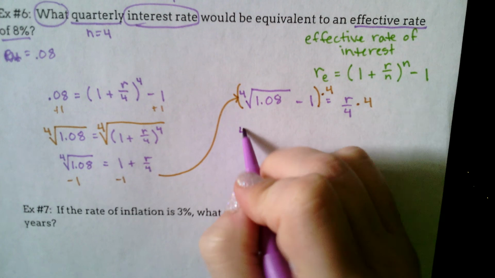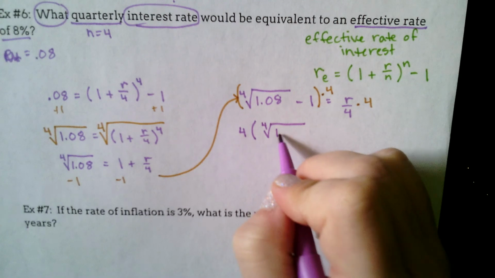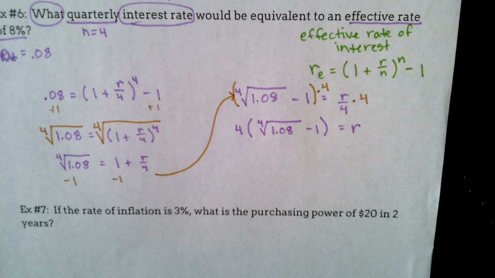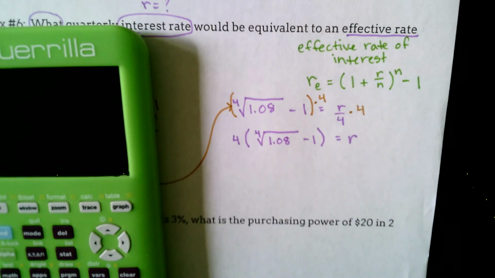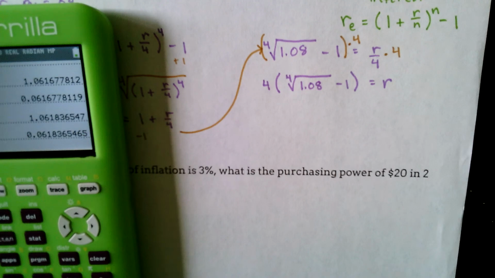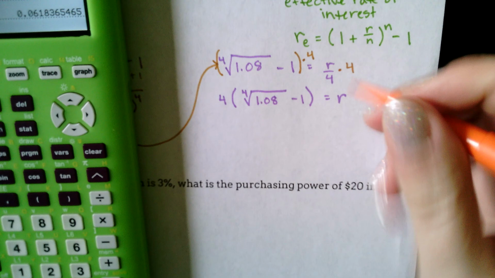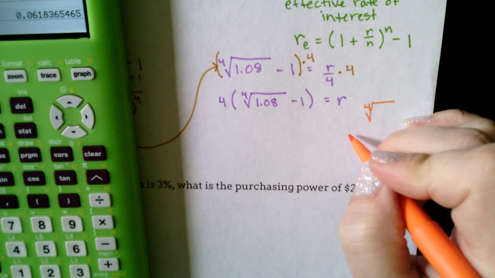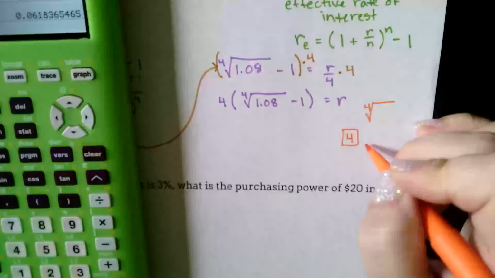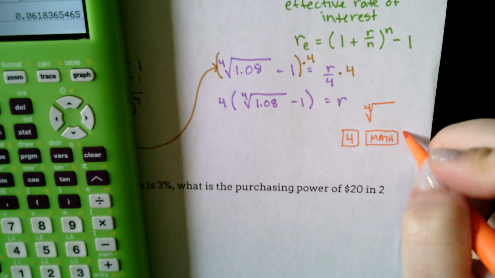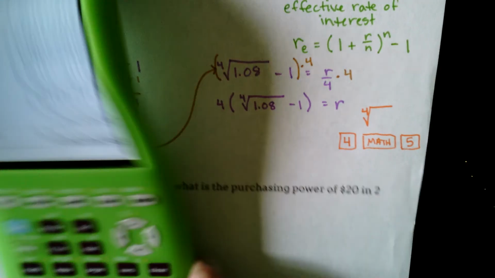So I have 4 times the 4th root of 1.08 minus 1 equals the quarterly interest rate. So I'm going to go to my calculator. And you might just need a reminder. I would probably need a reminder if I hadn't just looked at how to get to the 4th root. To get a 4th root, one way to do that is to do the number 4 and then the math button and then option 5. Okay.